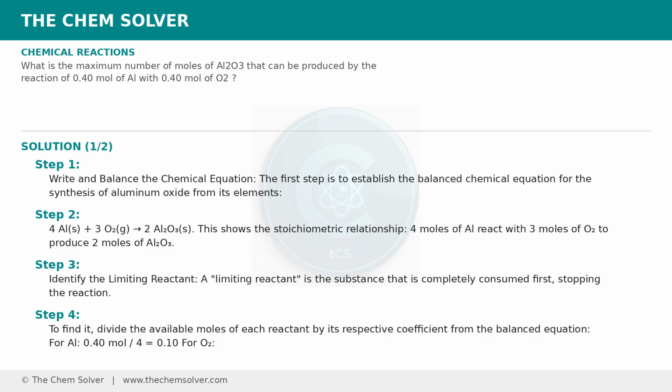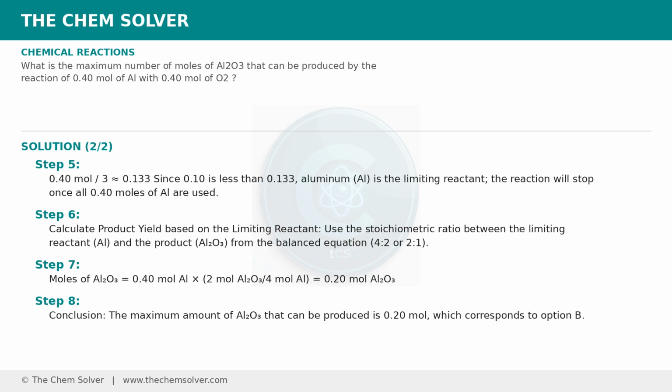Identify the limiting reactant. A limiting reactant is the substance that is completely consumed first, stopping the reaction. To find it, divide the available moles of each reactant by its respective coefficient from the balanced equation. For Al, 0.40 moles/4 is equal to 0.10. For O2, 0.40 moles/3 is approximately 0.133.